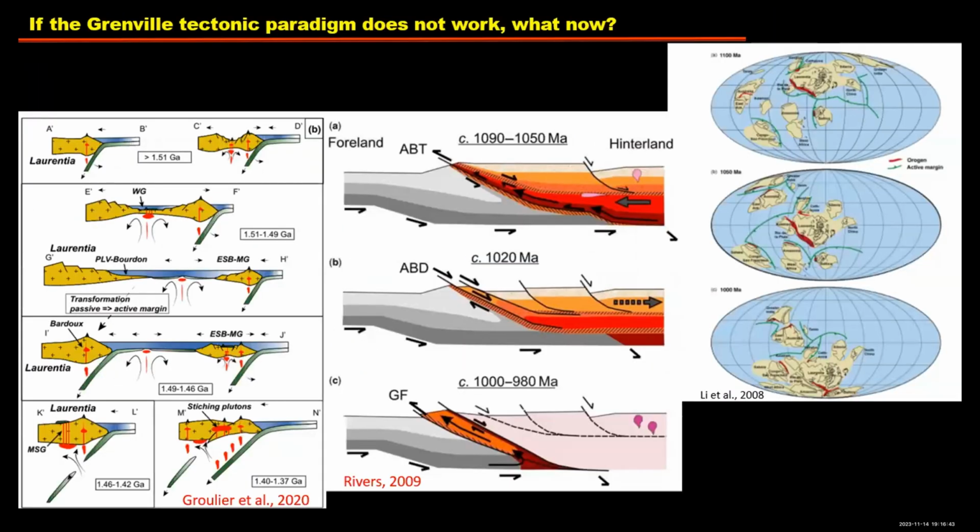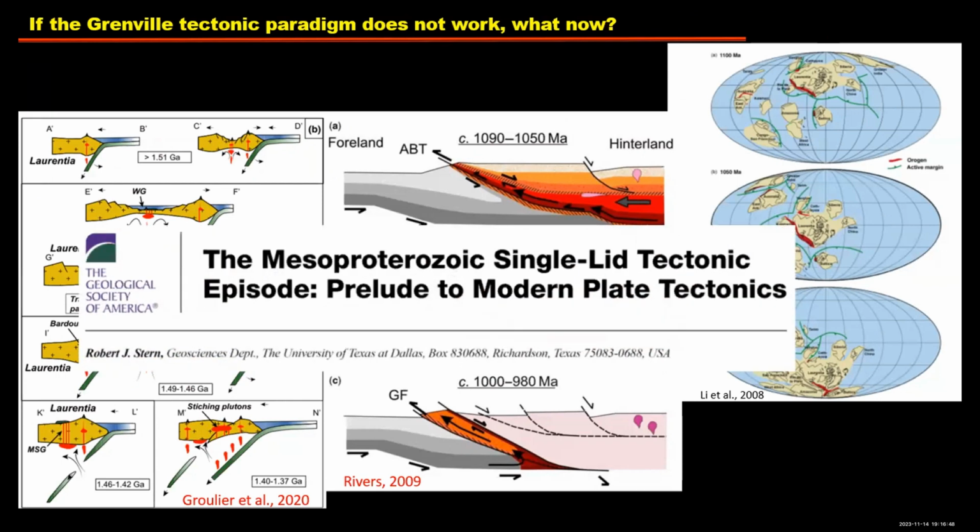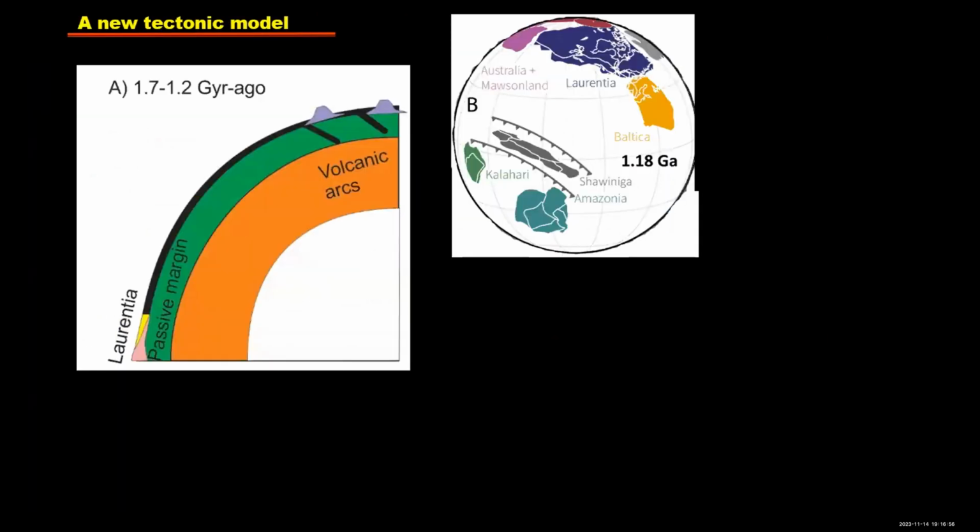So what do we do if the current tectonic paradigm for the Grenville doesn't work? Do we have to go back to Bob Stern and say that in the Mesoproterozoic there was no plate tectonics? I don't think so. I think there's a way to resolve that. But we have to remove Laurentia from the equation.